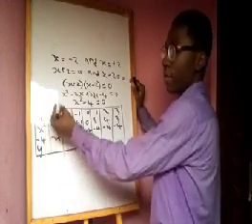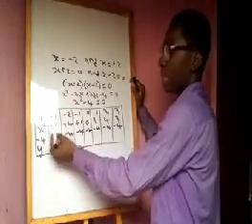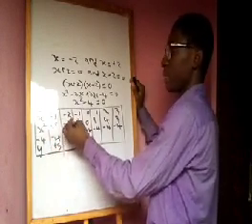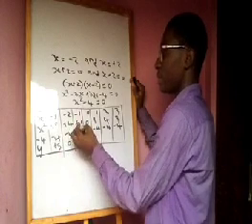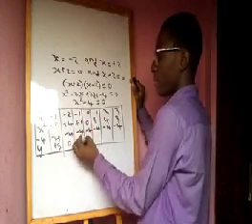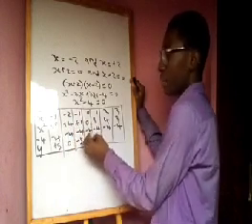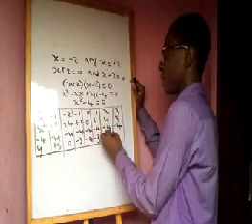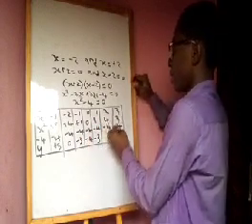X squared minus 4 for this column, that's plus 9 minus 4, that's plus 5. X squared minus 4 for this one is plus 4 minus 4, that's 0. For this one, that's plus 1 minus 4, that's minus 3. Sorry, that's 0 minus 4, that's minus 4. 1 minus 4, that's minus 3. 4 minus 4, that's 0. 9 minus 4, that's 5.